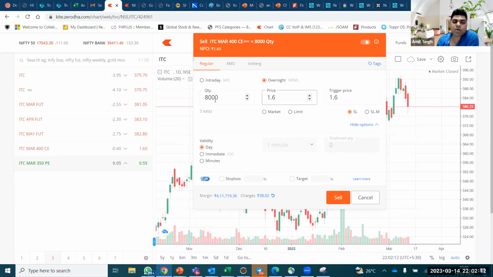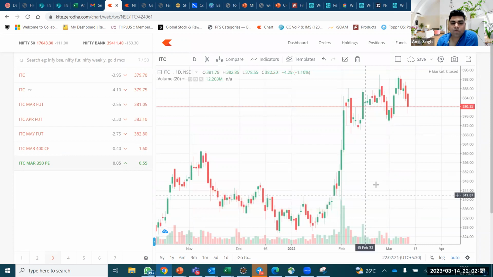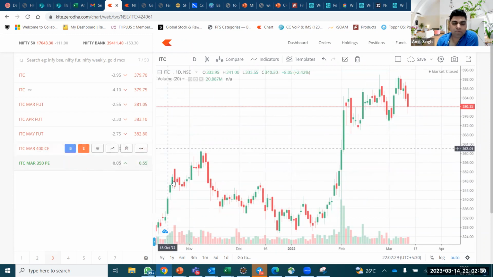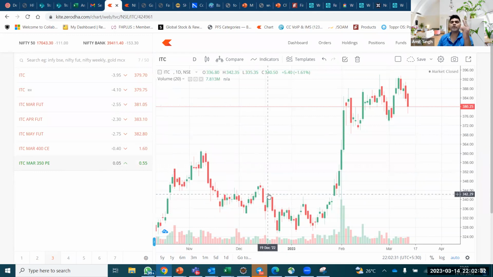So I can pocket all this, 8,000 multiplied by 1.6, which is around 12,500 or something, right? Similarly, I know ITC is not going to cross 360, so I can sell a put option and I can pocket 0.55 premium. So if you add it up, easily you can pocket 2 rupees. 2 rupees multiplied by 1600, because it's a lot of 1600. 3,200 rupees free का है, लेके जाओ.